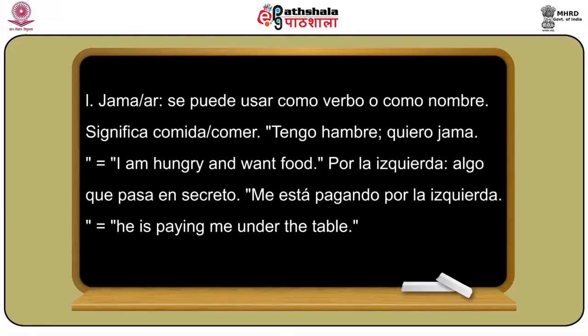Jamar se puede utilizar como verbo o como nombre. Significa comida o comer. Tengo hambre. Quiero jama. I'm hungry and I want food.